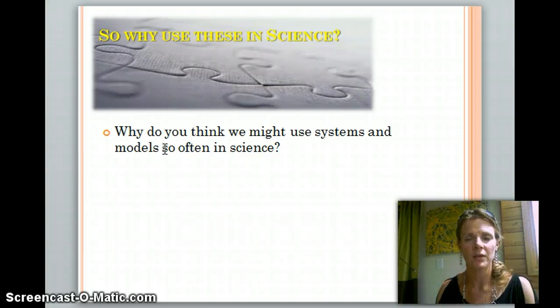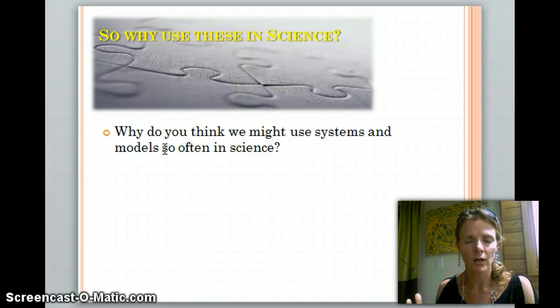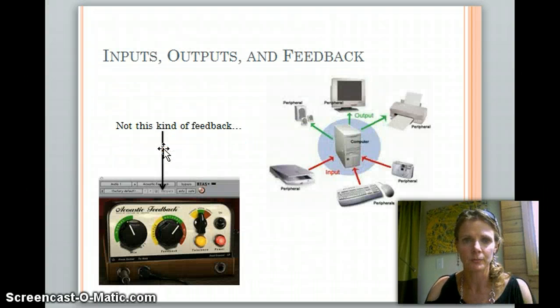Again, for me, I love the human body. I'm fascinated with it. That's something I've always loved to study. And so I think of how the systems work together. But then I also think of all the models that I've used throughout my college education and so forth, that we are able to use to further study some of these systems within science. Okay, so think about that. Think about what interests you and why you think we might use systems and models in some of the things that interest you.